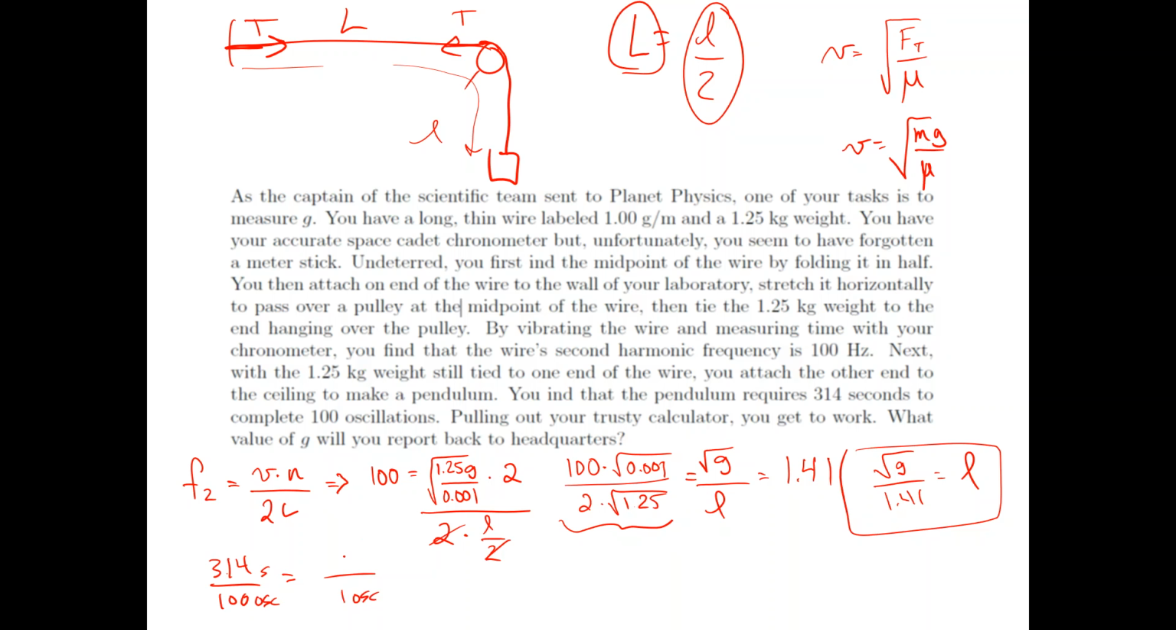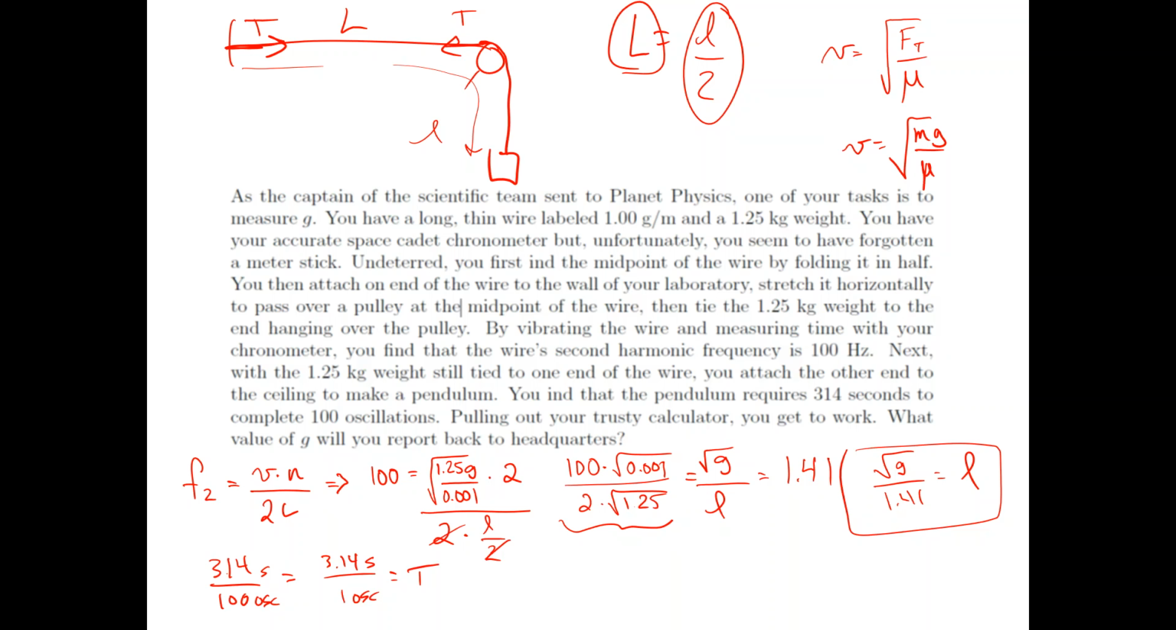So what would this value be? This would be 3.14, and this would be equal to... 3.14 would be the period, right? Because that's the number of seconds per oscillation. Is that what you guys did? You found the frequency. Okay, I thought you were using the term of the period. Okay, so let's set it equal to the period.